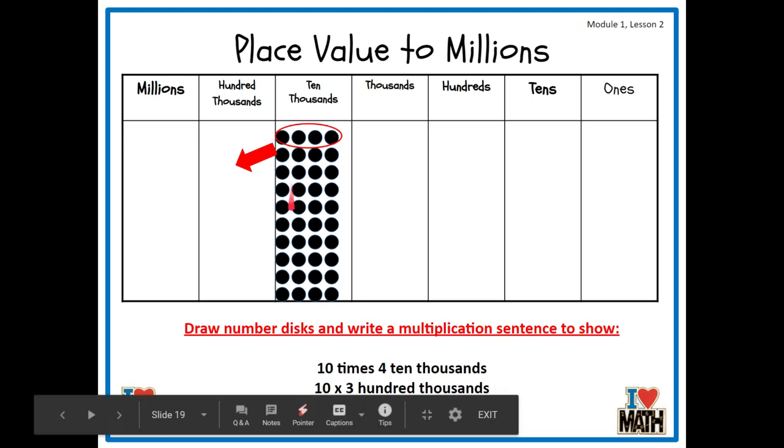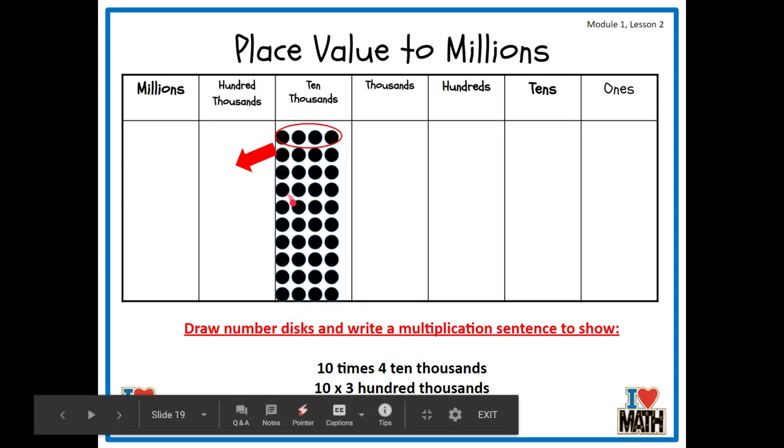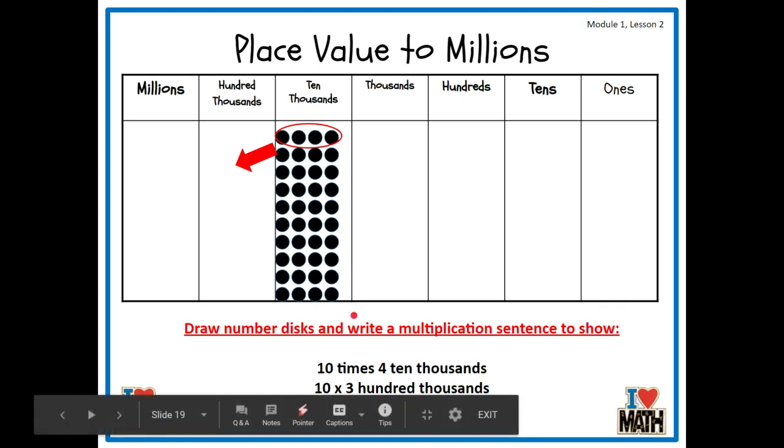I multiplied and I have 10 of the first 10,000, 10 of the second 10,000, 10 of this third one, and 10 of this fourth one. That means, holy moly, do you see how many I have? 10, 20, 30, 40, 10,000s. That's way too many to have in the 10,000s place.